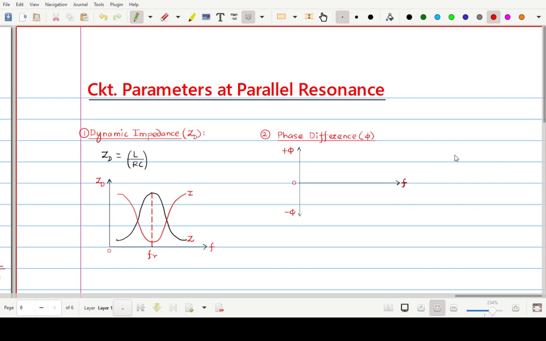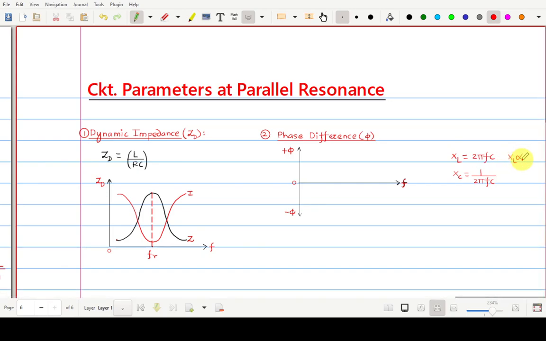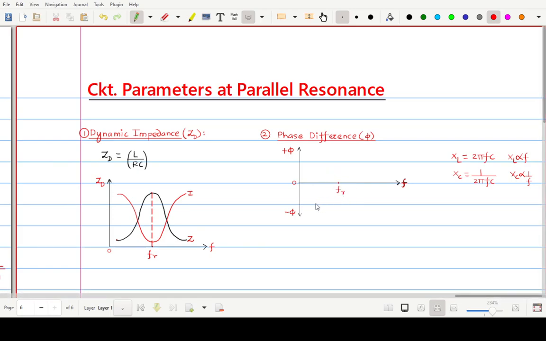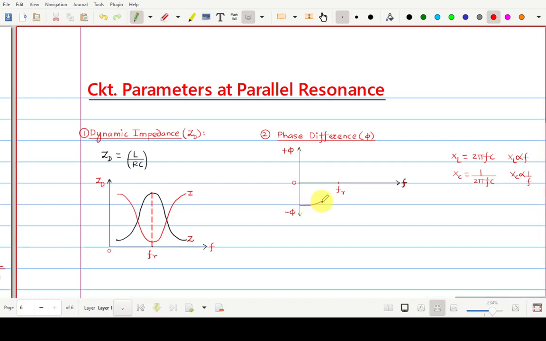What you will observe is that inductive reactance and capacitive reactance will change. Now what are XL and XC? These are the equations. This indicates that XL is directly proportional to frequency and XC is inversely proportional to frequency. Suppose this is your resonant frequency. Initially the circuit is inductive, so your phase difference will be negative. Then if you go on increasing the frequency, your phase difference will reduce and you will get the curve like this.